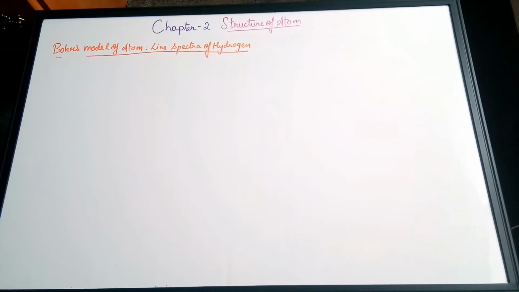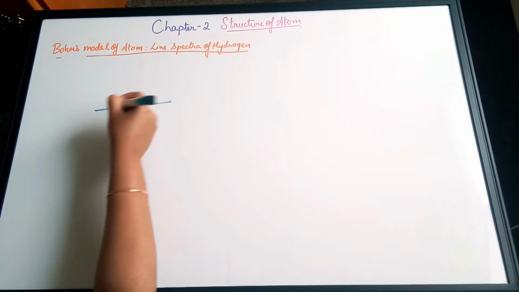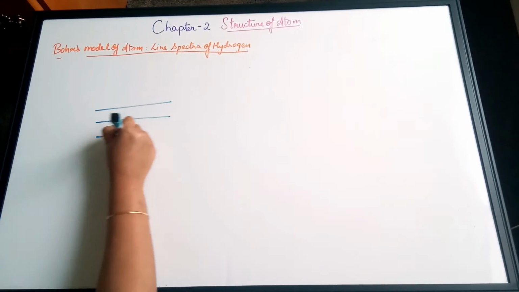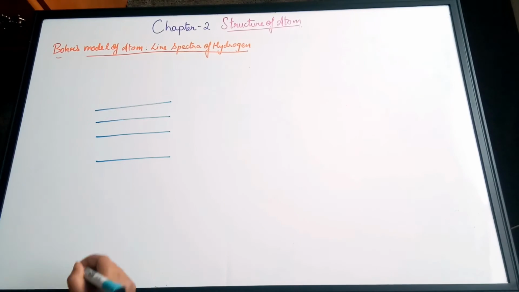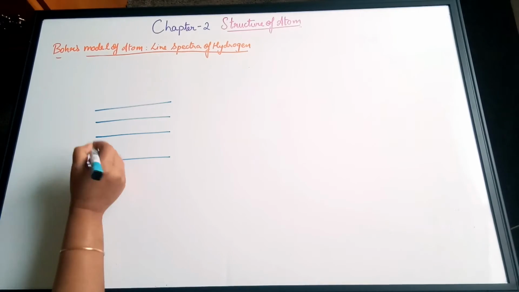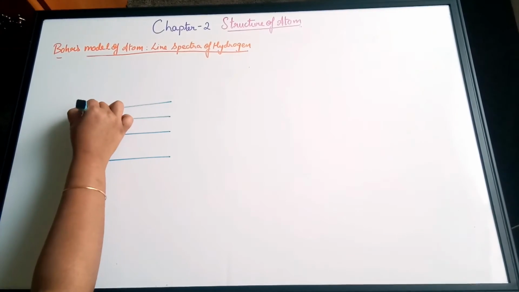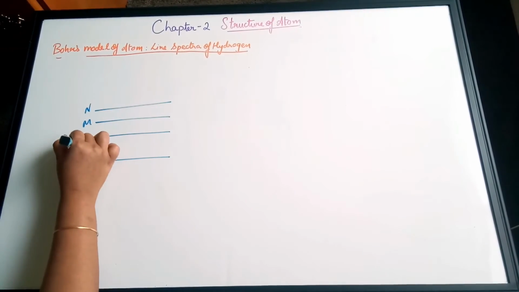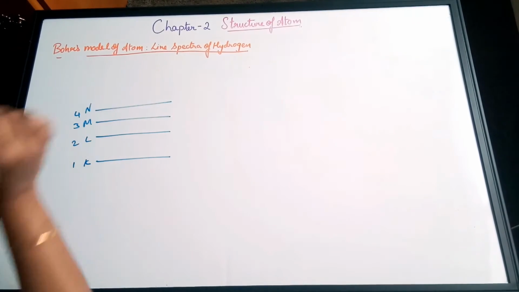So let's see. Suppose you have, so assume these are the four energy levels: K, L, M and N, where this is the first, second, third and the fourth energy level.